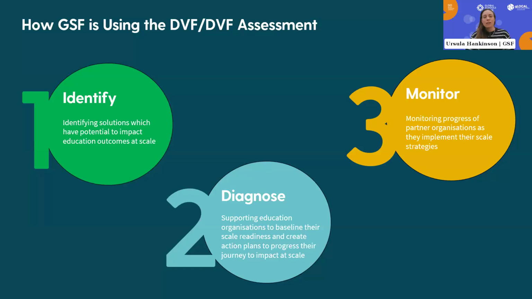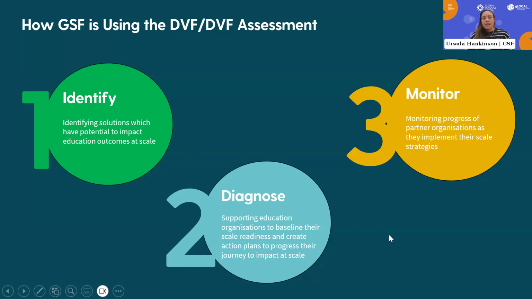As Lucas said, it's not about scoring a 5 across each element of the DVF framework, but it's about us seeing where there are the strengths in the innovation or the solution potential, and where the support that Global Schools Forum can offer will help to really catalyze progress across the other elements and support an innovation to impact at scale. So we use it as an identification tool to really understand which innovations or which promising solutions would be best for us to support.